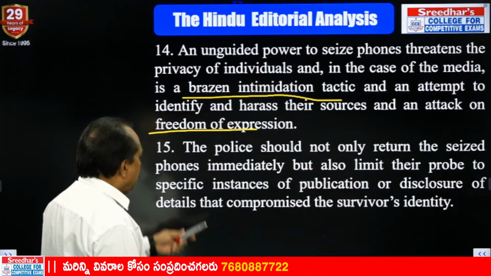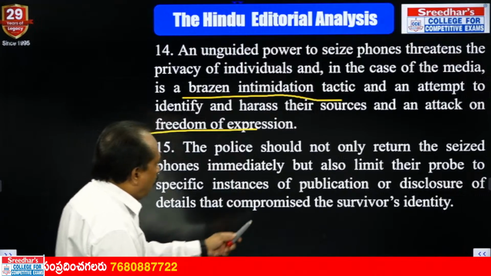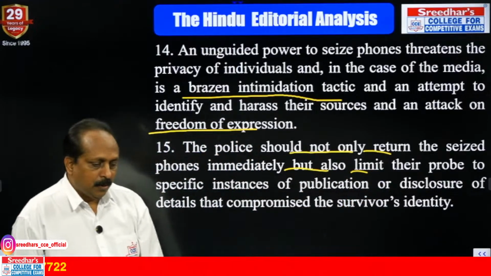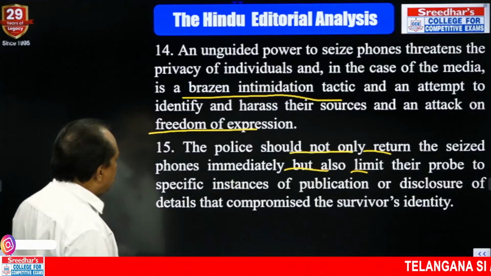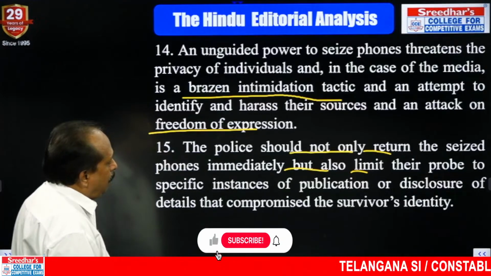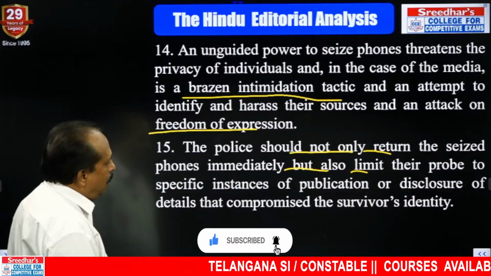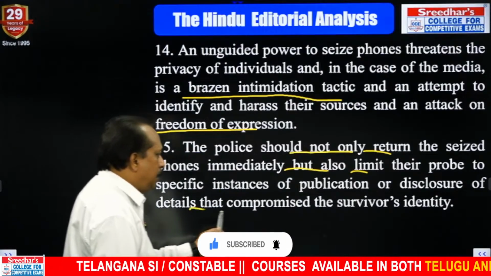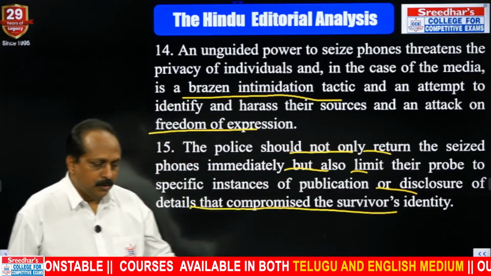The police should not only return the seized phones immediately, but also limit the probe. After not only, but also we have to use the same word form. Not only return the seized phones immediately, but also limit the probe to specific instances of publication or disclosure of details that compromise the survivor's identity. They have to catch the actual person, not all those who downloaded.